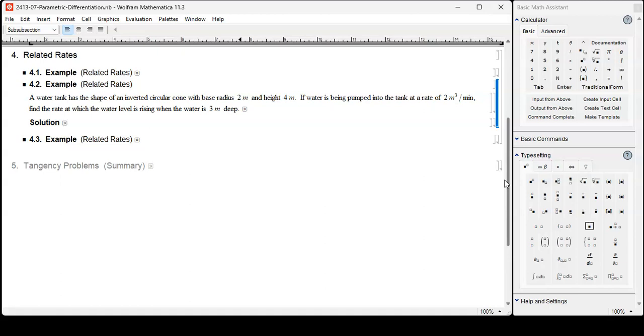So what do we have here? A water tank has the shape of an inverted circular cone with base radius 2 meters and height 4 meters. Water is being pumped into the tank at the rate of 2 cubic meters per minute. Find the rate at which the water level is rising when the water is 3 meters deep.